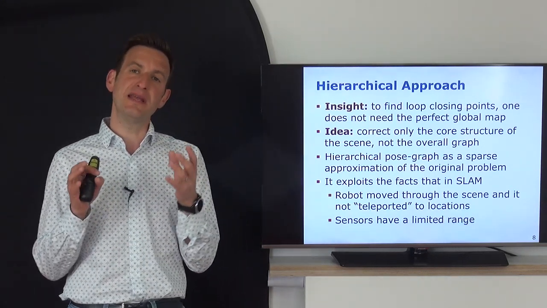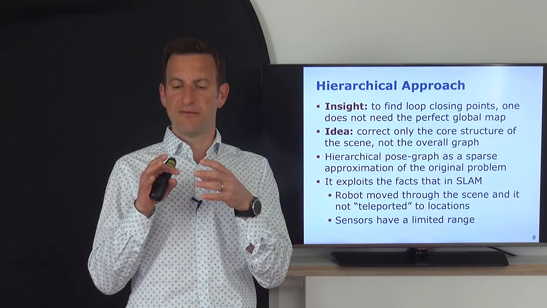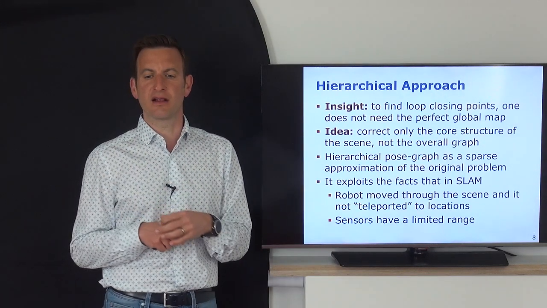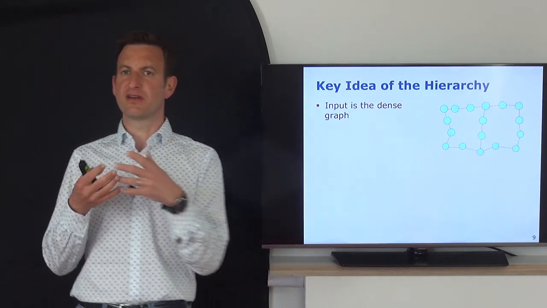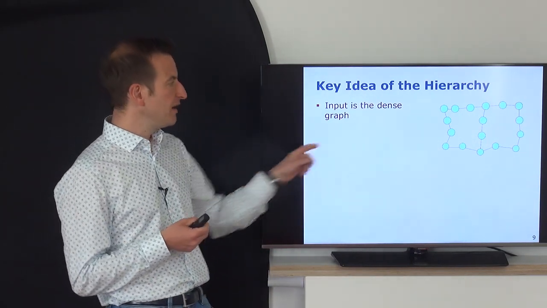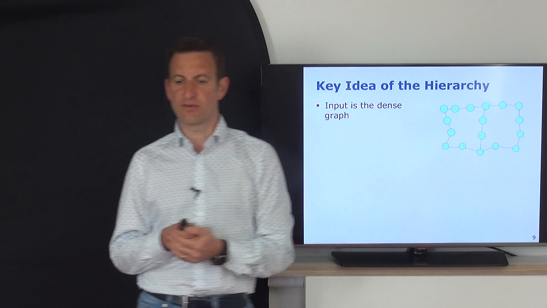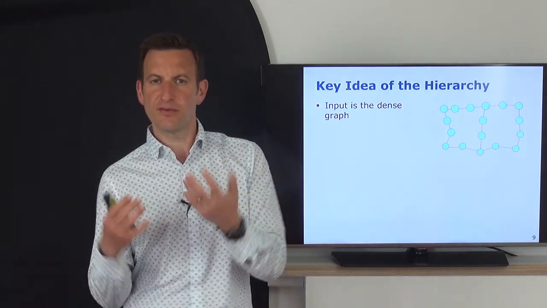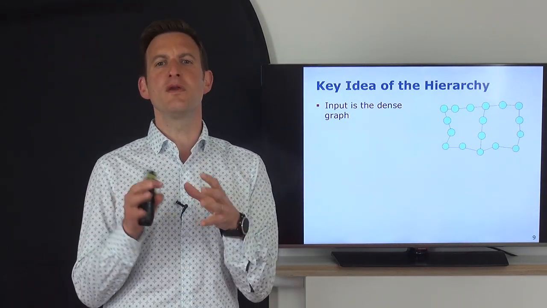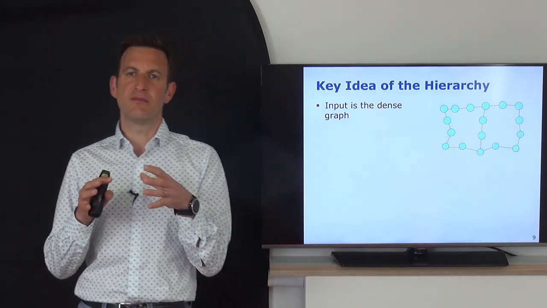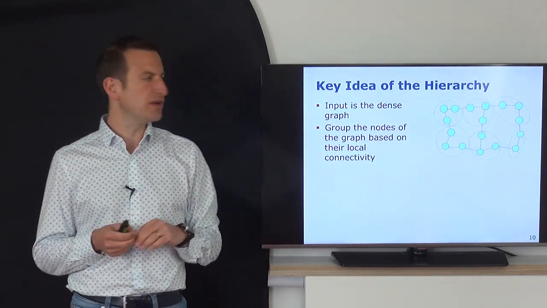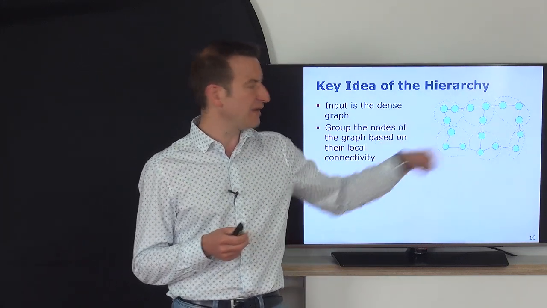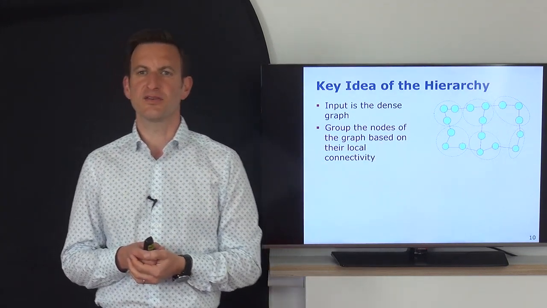So let me explain to you now, very informally first, how this idea of the hierarchical pose graph actually works. Let's say we have an input pose graph, and this is the full dense pose graph that we have. It's a structure which, for example, looks like this. The first thing we want to do is group nodes together and form, let's say, local areas in this pose graph. And I just illustrated this here. We just have some groups shown by these dotted circles.